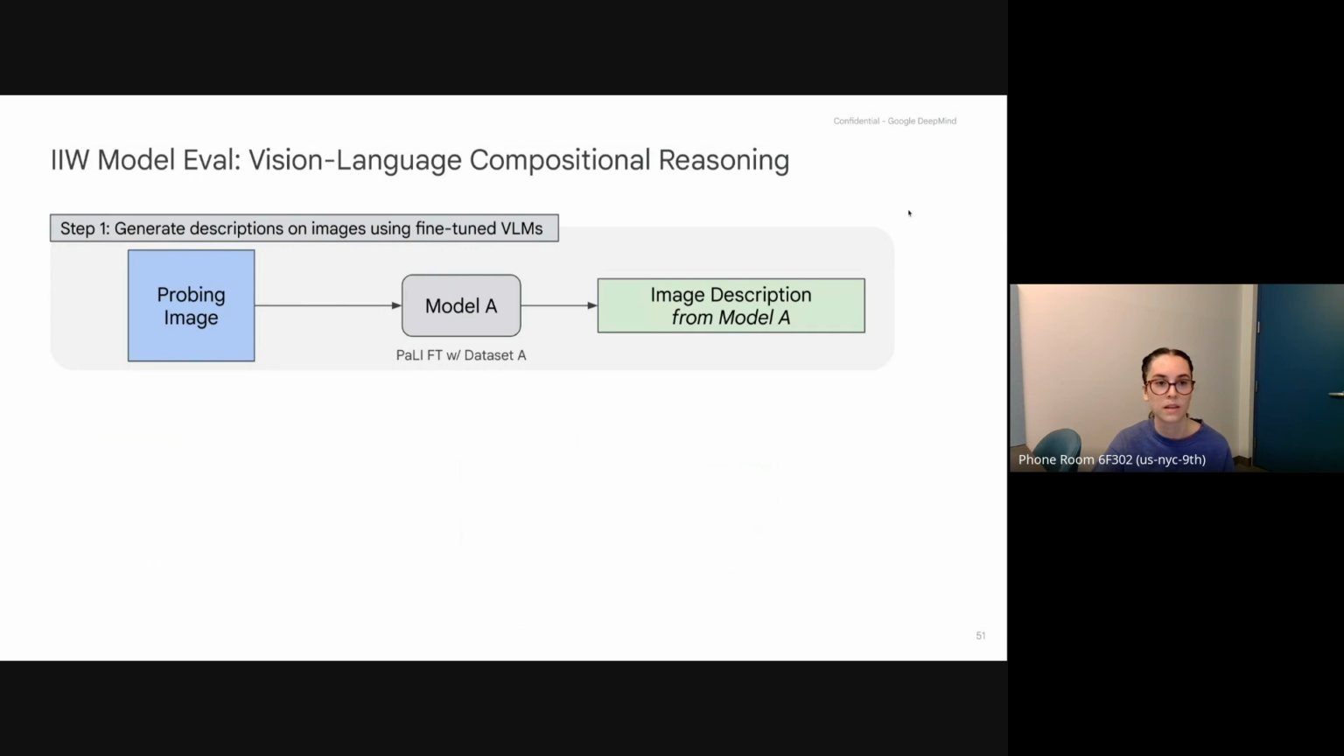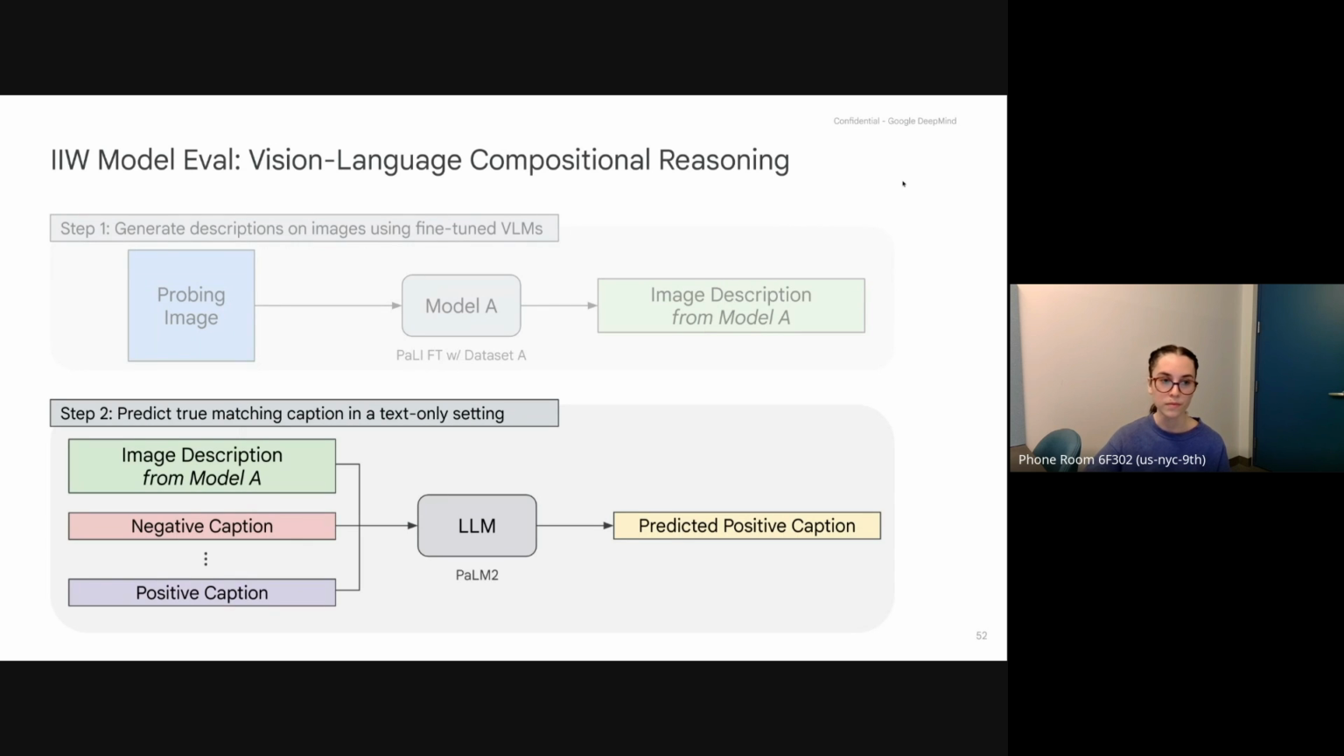Next. So for our task setup in this case, it starts similarly with generating descriptions on images using our fine-tuned models. And so in this case, we're using these probing images from ARROW, Winoground, and then a third data set, SVO-Probes. And then we generate these descriptions over those images.